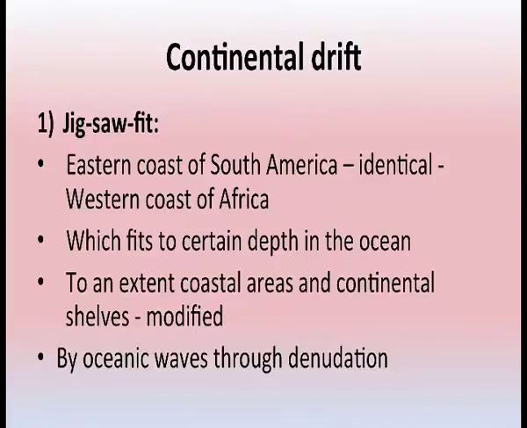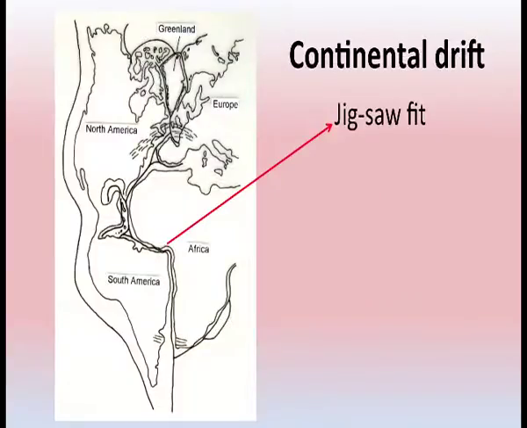First one is jigsaw fit. In that, the eastern coast of South America can be seen identical to the western coast of Africa, which fits to a certain depth in the ocean. So to an extent, coastal areas and continental shelves are a little modified through oceanic waves or through denudation, but they can be fit in, they can be a jigsaw fit. As you can see in the figure, both the parts of Africa and South America can be fit in.